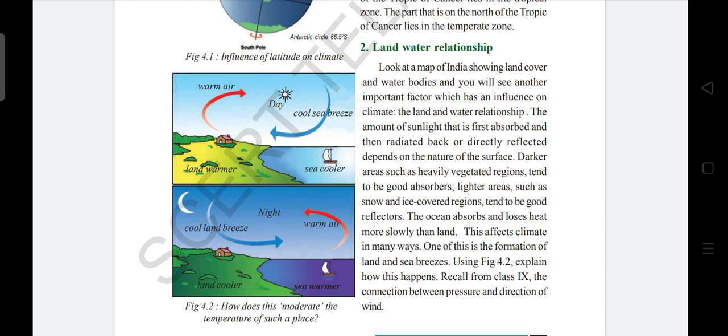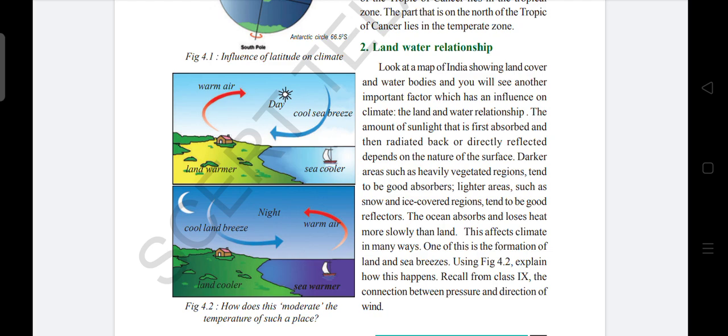The ocean absorbs and loses heat more slowly than land. So these oceans will absorb the heat, and when compared to the land, the oceans will lose the heat very slowly. This affects climate in many ways. One of these is the formation of land and sea breezes. With this, we get land and sea breezes.